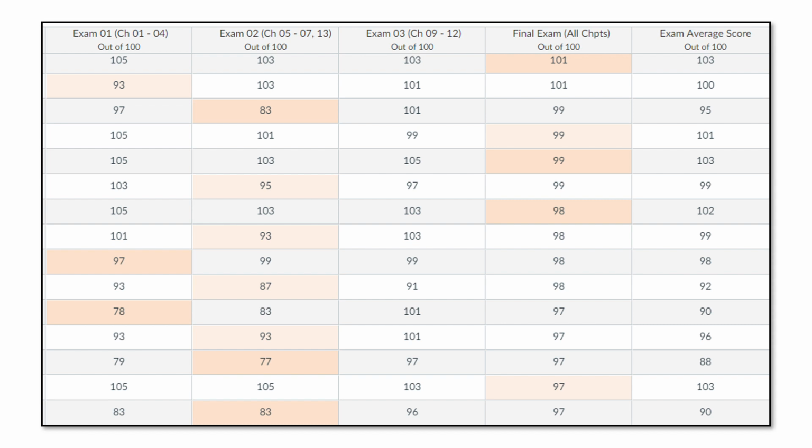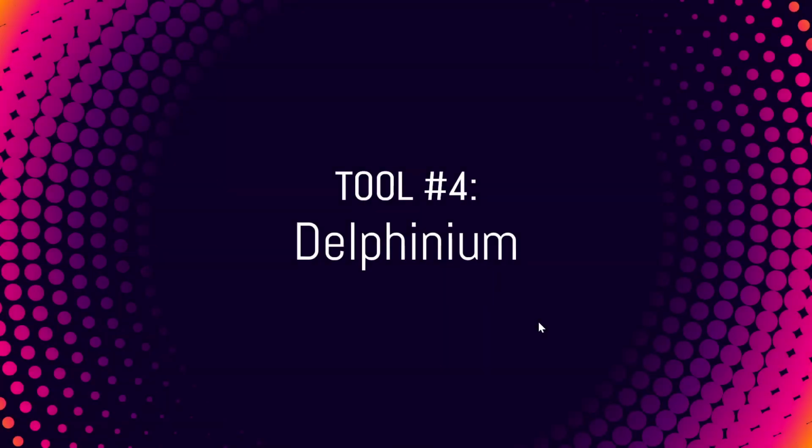And here on the grade book, once you've set that rule and dropped a score, you can see now which scores have been dropped. So the ones in pink are the ones that have been dropped because they represent the low score out of all of their exam scores.